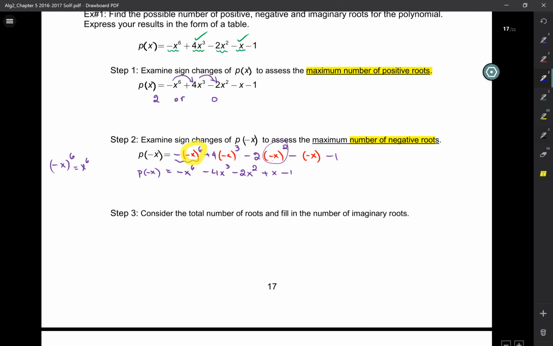Wouldn't the negative one be positive one? No, because we're not changing that one. There is no x there to change. You only do that to the x terms.